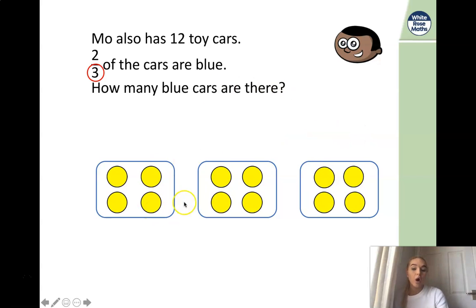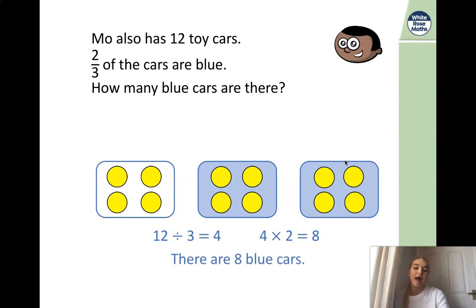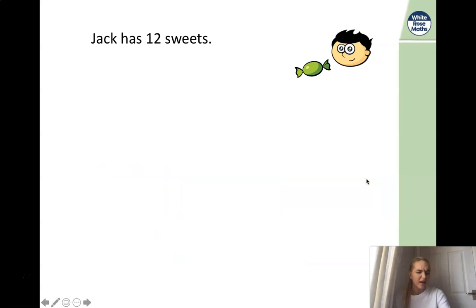We can see that in 1/3 there is 4, but we are looking for 2/3. Now what we've just done there is we've just worked out 12 divided by 3 gives us 4. And what we need to know now is how many are in 2/3. And we can see that in 2/3 there are 8. 2/3 is the same as 4 multiplied by 2. That gives us 8. So there are 8 blue cars. So to work out 2/3, you divide 12 by 3 and then times the answer by 2 because we're working out 2/3. But that's a little bit confusing.